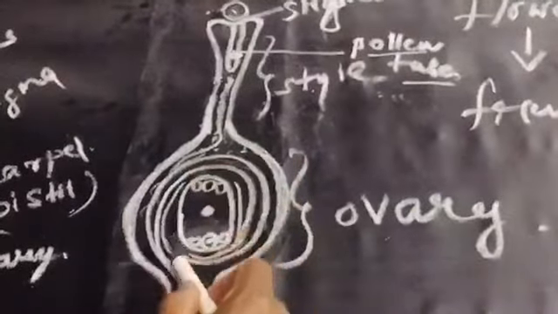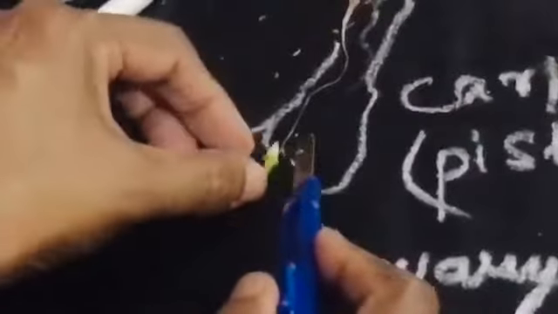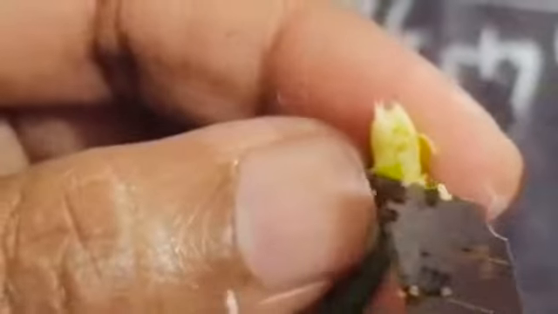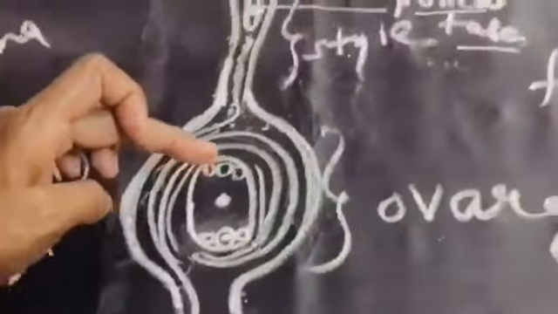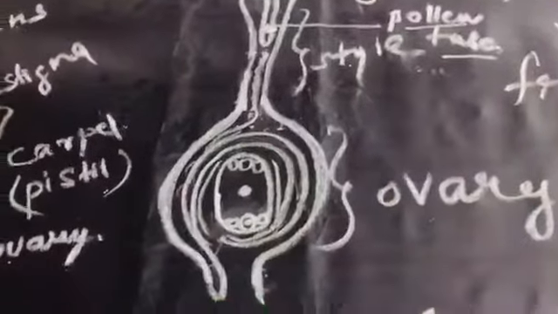Now look at the ovary. Are you remembering, children? This is the ovary, isn't it? So I am just taking it out. You cut open the ovary. See, you can see all these small seed-like parts. These are the ovules. Are you remembering? These are the ovules. Now look here. Inside the ovary, I have shown the ovule like this. I am going to show the ovule separately here.